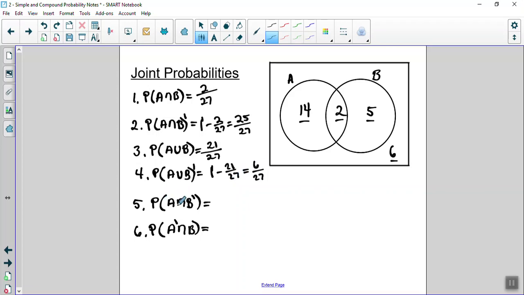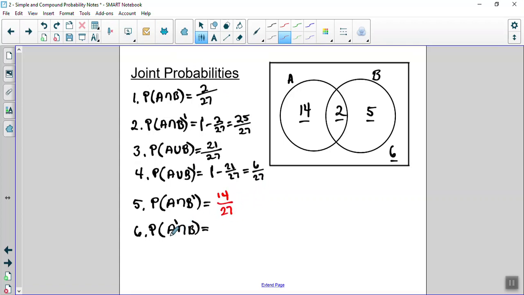All right, now this is a little bit confusing. A, circle A, intersected with what's not in B. So it has to be in circle A, but it has to also not be in circle B. Okay? So here's circle A. How many of these is not in circle B? Well, if you're saying 14, then you're right on. So this is 14 out of the 27. Okay, and we don't need to write the decimals this time around. So 14 out of 27.